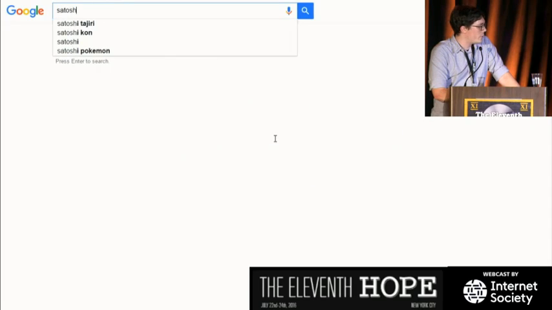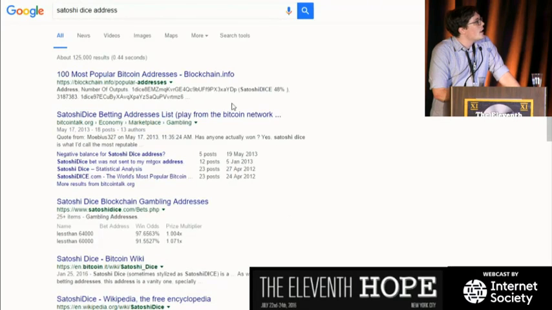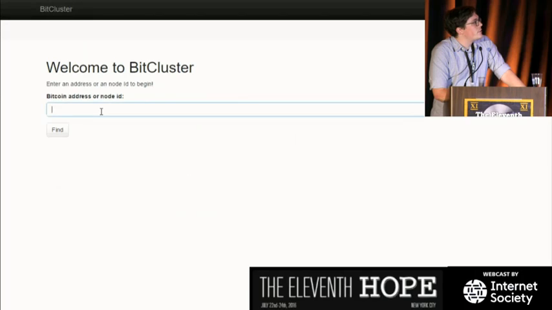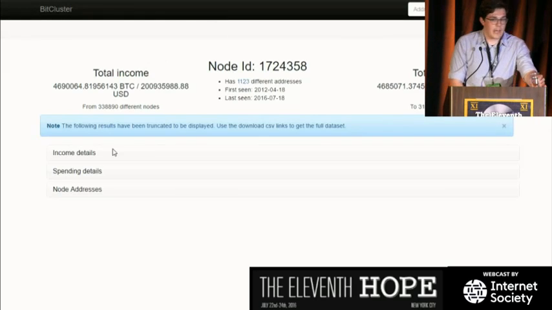This time I'm going to search for Satoshi Dice addresses that you don't see on the screen because it's been cropped. It's there, but not there. You find an address associated to Satoshi Dice, you punch it into BitCluster, and it takes approximately 5 minutes to compute, and you get the result. So we already have the result for you.